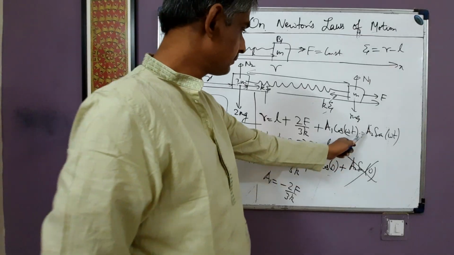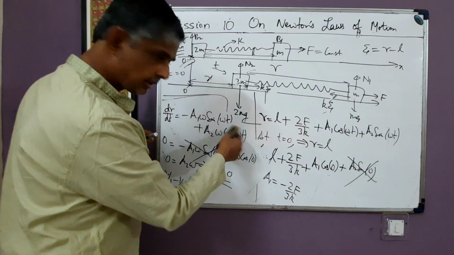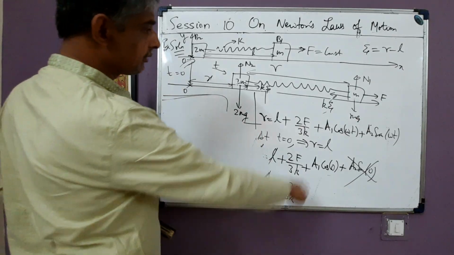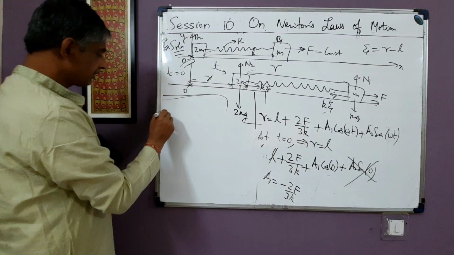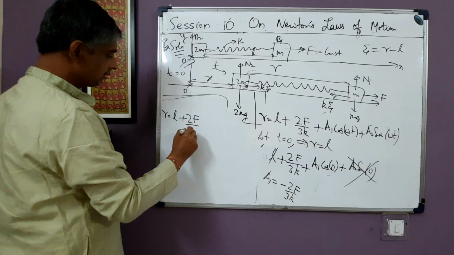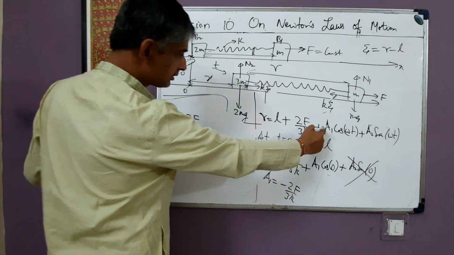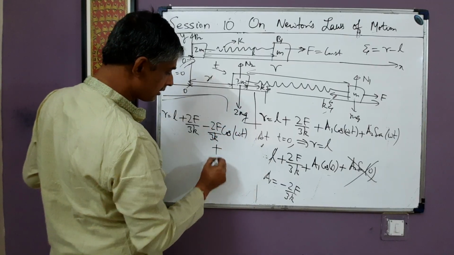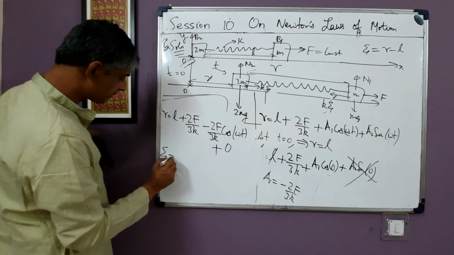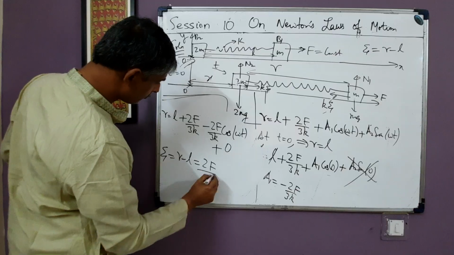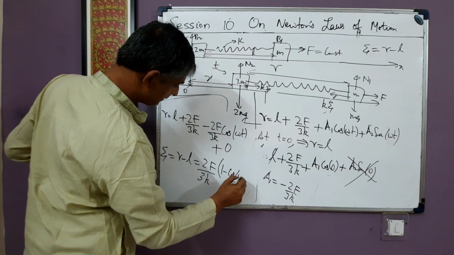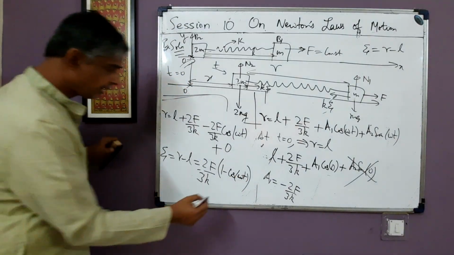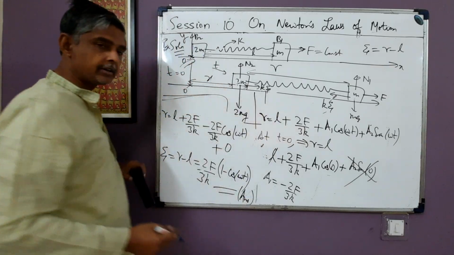Now substitute a1 and a2 in this equation. So a1 becomes minus 2F by 3k, and a2 is 0. So R is equal to L plus 2F by 3k minus 2F by 3k cos omega t. The a2 term goes away. So elongation of spring at time t is simply r minus L, that becomes 2F by 3k times 1 minus cos omega t. This is the expression for elongation of the spring at time t, and is therefore the required answer. I hope it is clear.